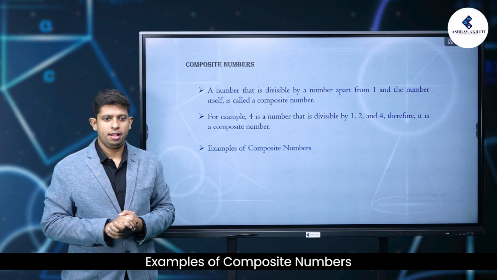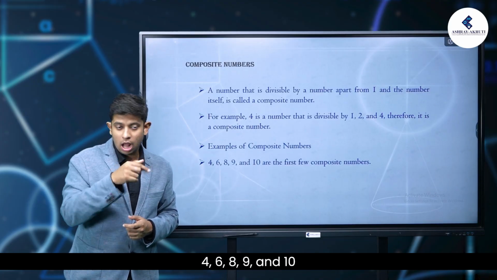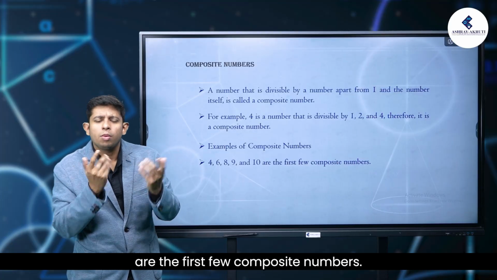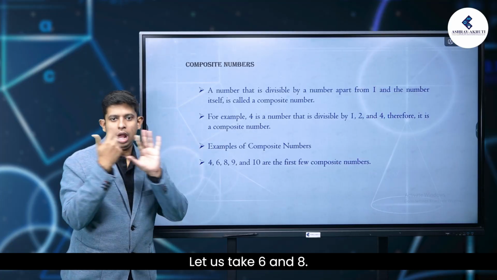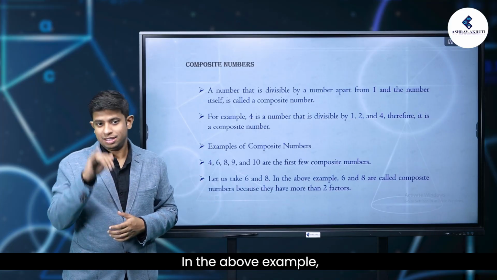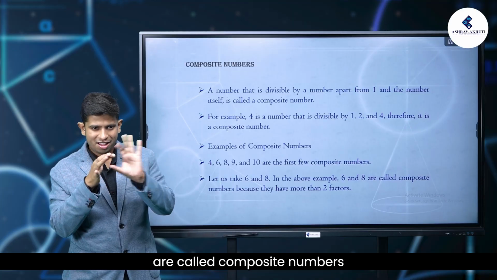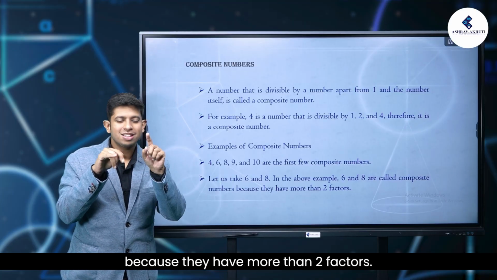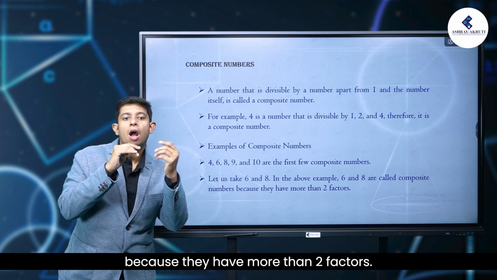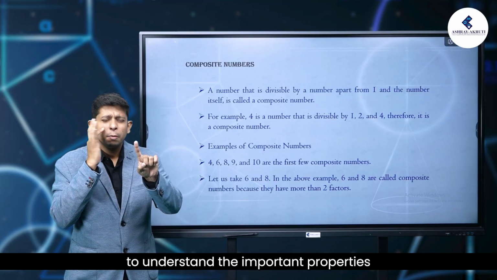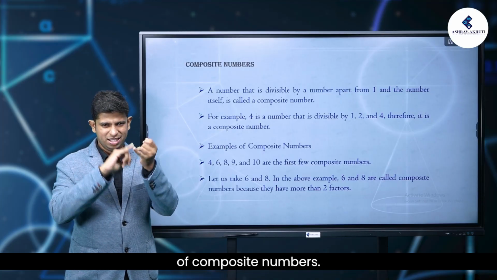Examples of composite numbers: 4, 6, 8, 9 and 10 are the first few composite numbers. Let us take 6 and 8. In the above example, 6 and 8 are called composite numbers because they have more than 2 factors. Let us proceed to understand the important properties of composite numbers.